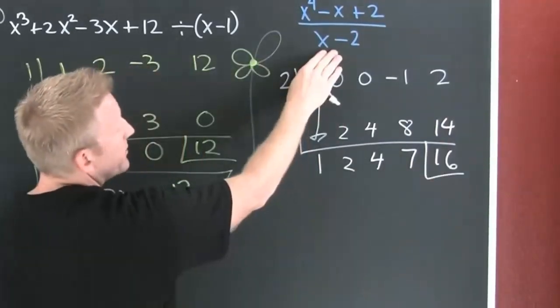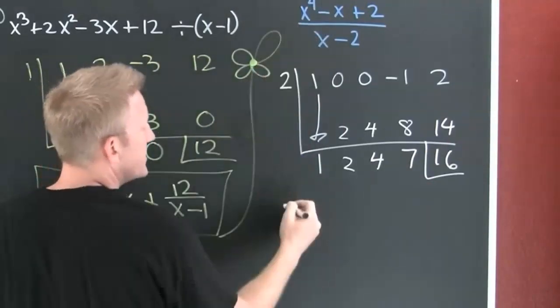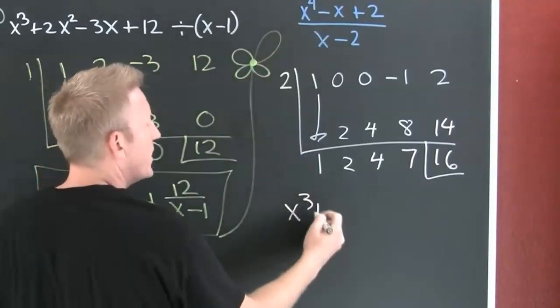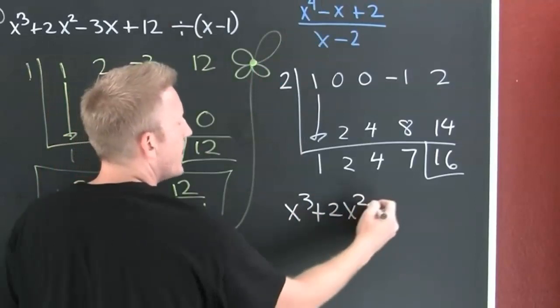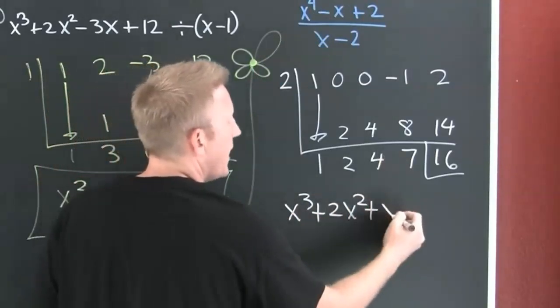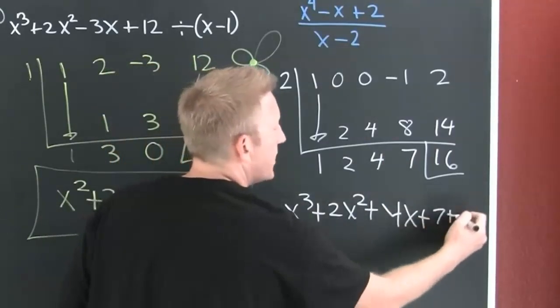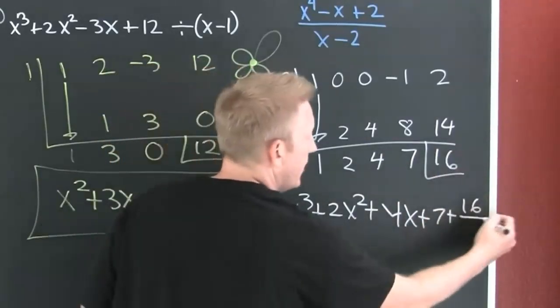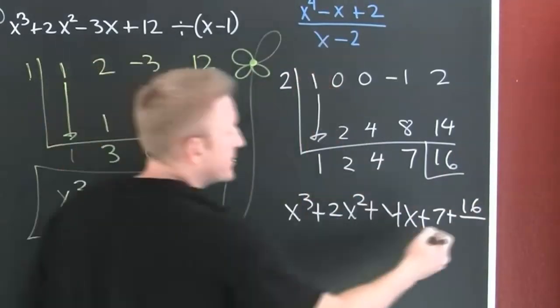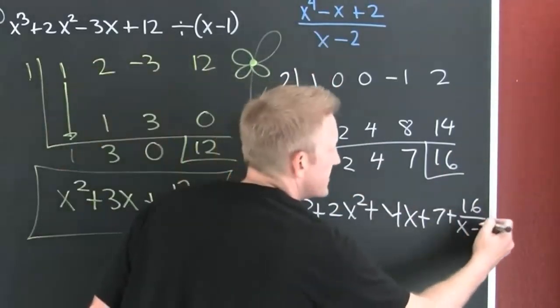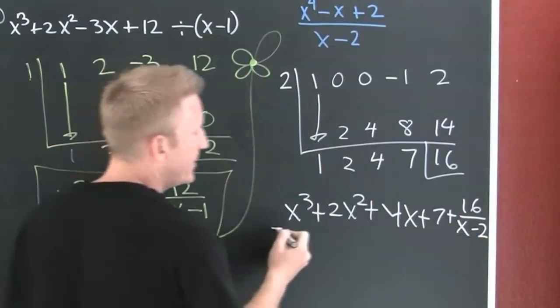I'm dividing by a linear factor, so I need to take it down a notch. This is x to the 3rd plus 2x squared plus 4x plus 7 plus remainder 16 over divisor x minus 2.